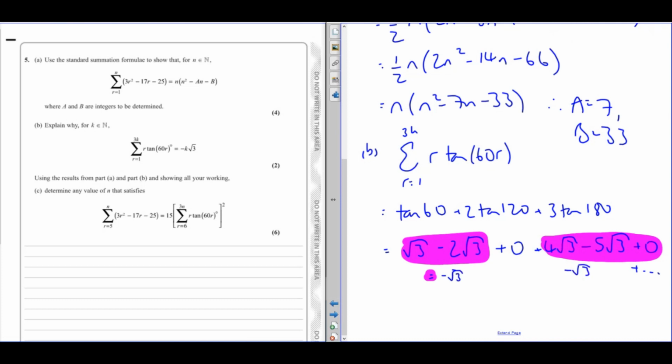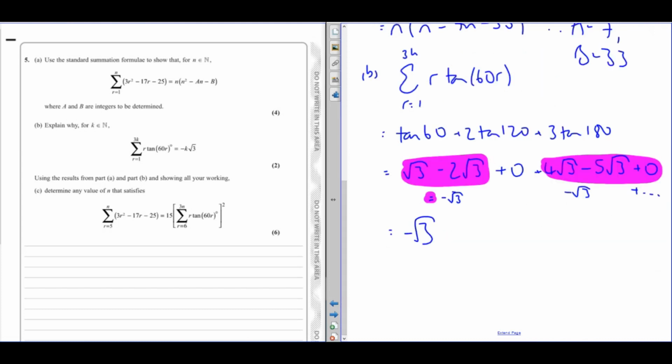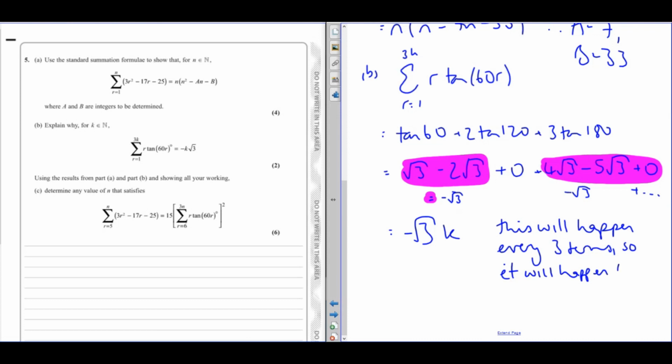This is minus root 3 as well. It goes up to 3k, so this will happen k times. So you end up with minus root 3k or minus k root 3. This will happen every 3 terms, so it will happen k times. Just a bit of explanation because it's an explain question.